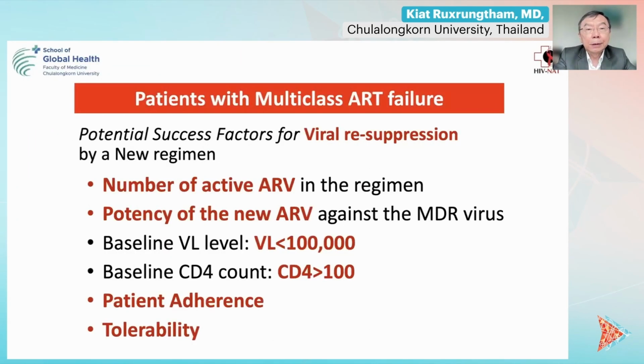Now, I'd like to highlight here treating patients with multi-class ARV failure. The first thing is that the potential for success depends on the number of new active drugs in the regimen and the potency of the new ARV, again, in multi-drug resistance. Baseline viral load ideally should be below 100,000 copies, and CD4 should be better than 100. And of course, patient adherence and drug tolerability are also key factors.